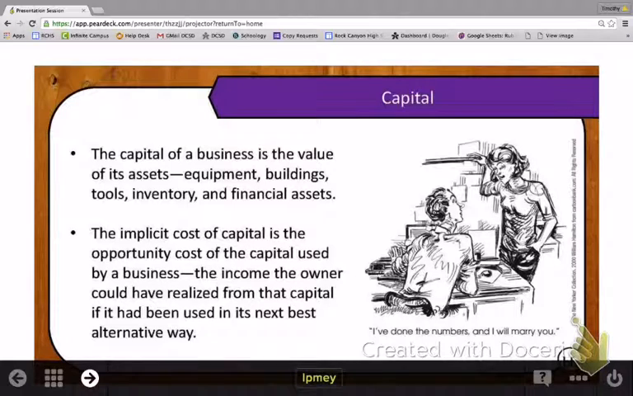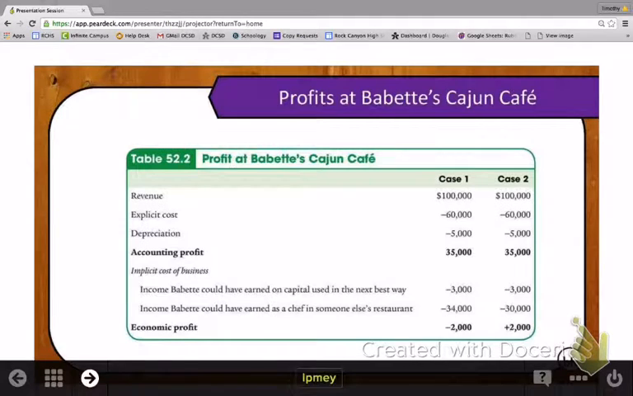The implicit cost of capital is the opportunity cost of the capital used by a business. It's the income that the owner could have received from that capital if it had been used, not for the business, but in its next best alternative way. And that's an implicit cost, that's an opportunity cost, and that has to be included when calculating economic profit. It's not counted in accounting profit.